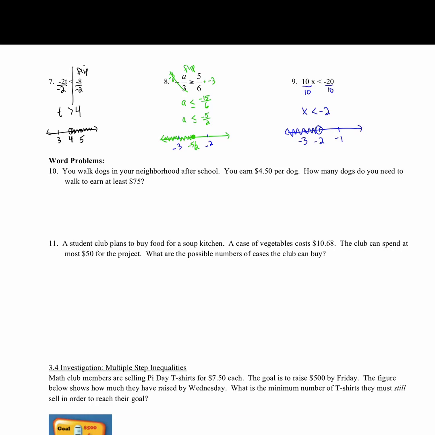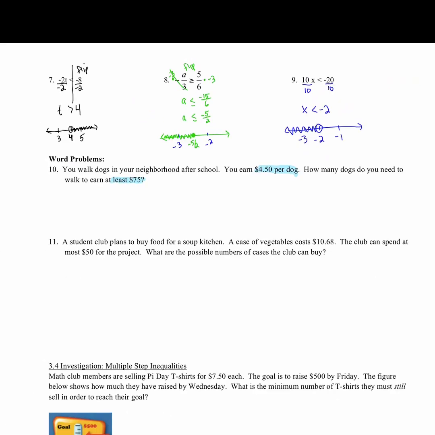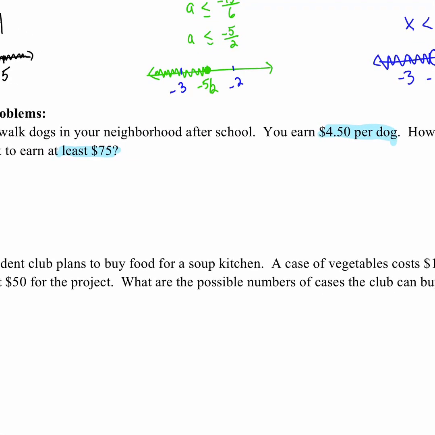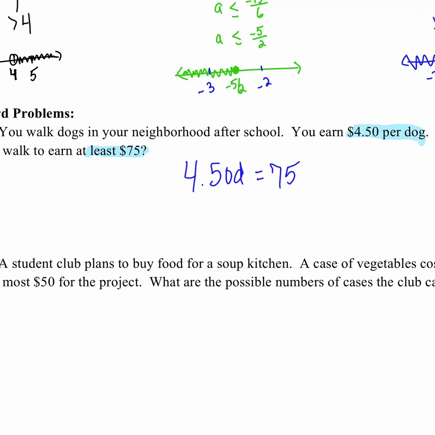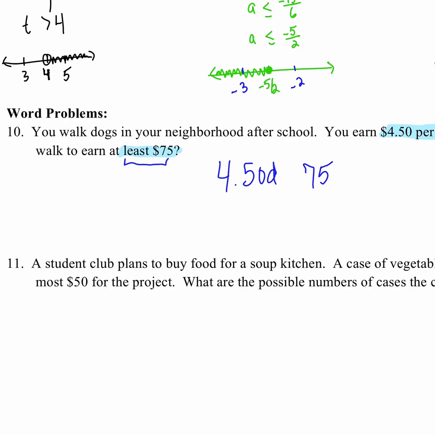All right, you walk dogs in your neighborhood after school. You earn $4.50 per dog. How many dogs do you need to walk to earn at least $75? So if I said, how many dogs do you need to walk to earn exactly $75, you guys would tell me this equation. Okay, the only difference is we're working with an inequality. So instead of having an equal sign, you're going to have an inequality sign.